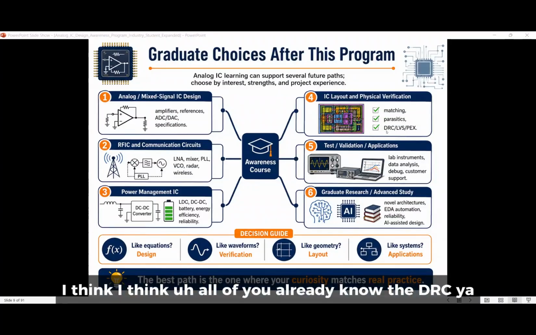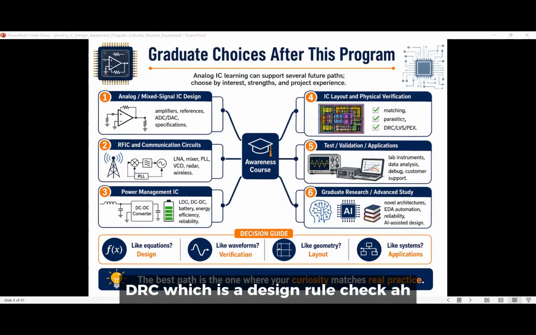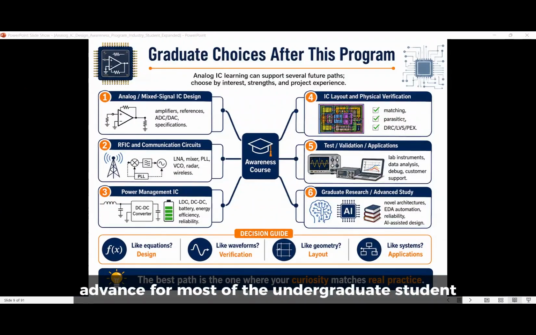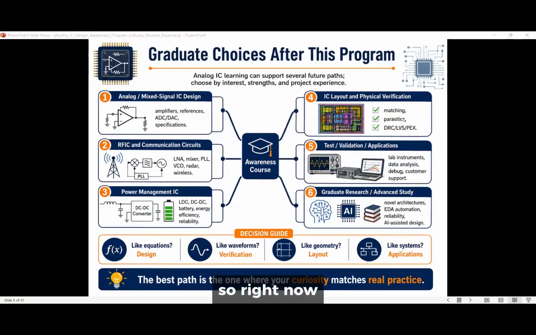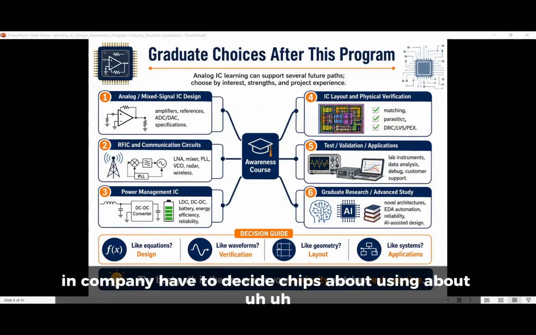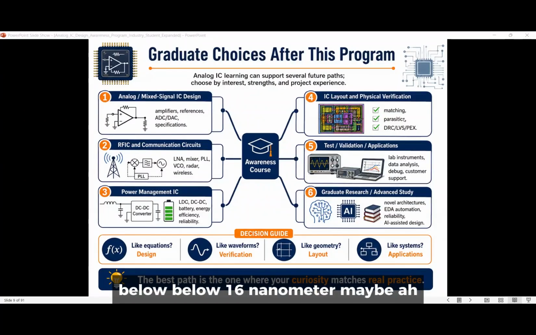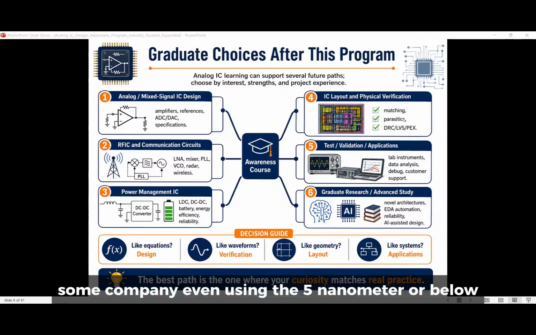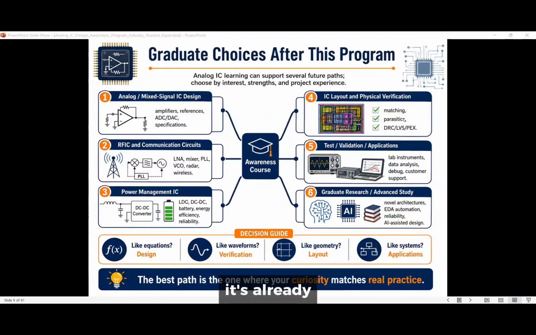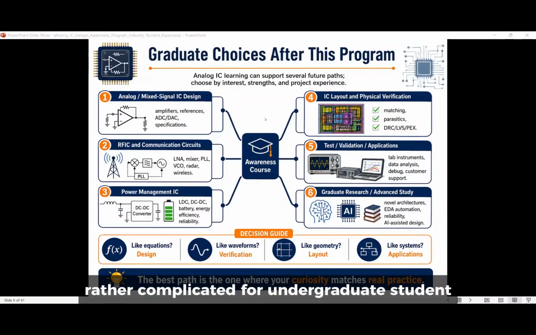I think all of you already know DRC, which is design rule check. However, this situation has become difficult because the technology is now too advanced for most undergraduate students. In companies, we have to design chips using below 16 nanometer, and some even use 5 nanometer or below. So there are too many rules for us to understand, which is already rather complicated for undergraduate students.